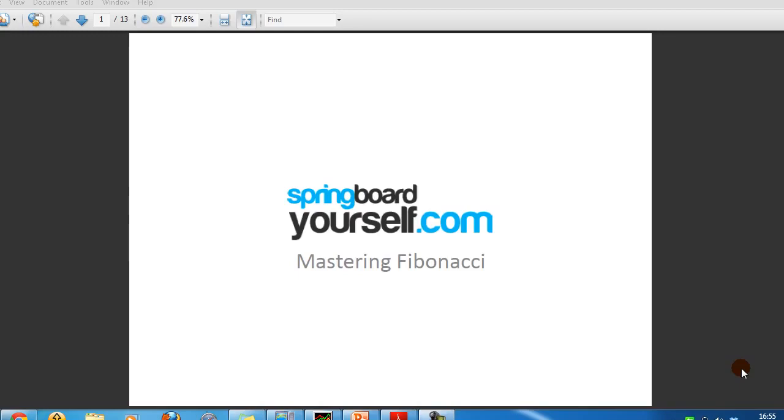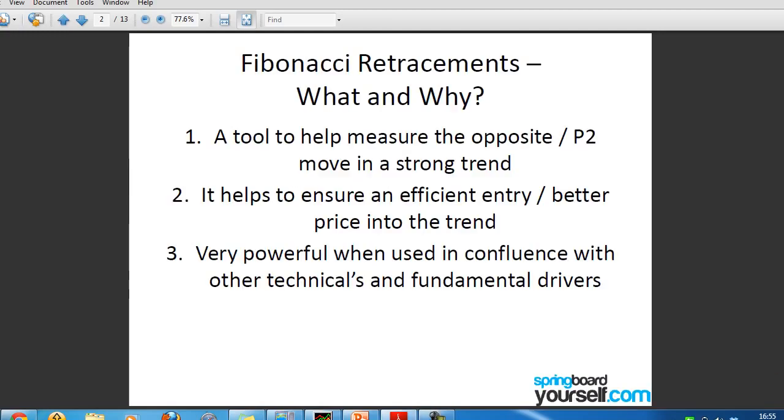I've done a few slides because it's a little bit easier to illustrate the Fibonacci tool with the slides and then to show you on the chart afterwards. So I've got a few slides that we're going to go through first. So Fibonacci, first and foremost, is what is it and why can we use it to our advantage? Firstly, it's a tool to help measure the opposite or phase 2 component of a strong trend, so that move against the trend that we know as traders we want to be looking forward to, because as point 2 says here, it helps us to ensure an efficient entry into the market or a better price into the trend.